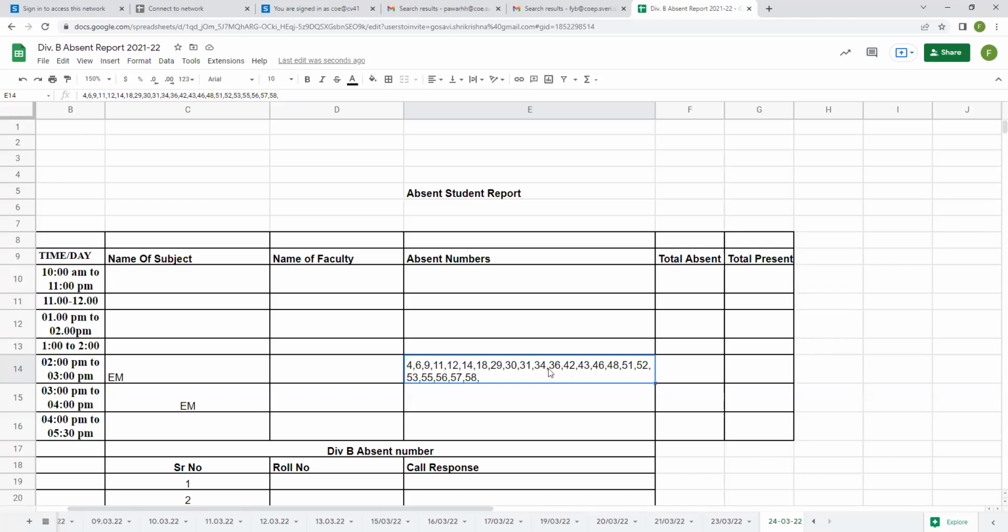See the numbers, I have shared the screen with you. These roll numbers, whatever they are on the screen, those are absent numbers. So if your roll number is in this absent list and you are present, then let me know. First see the numbers.